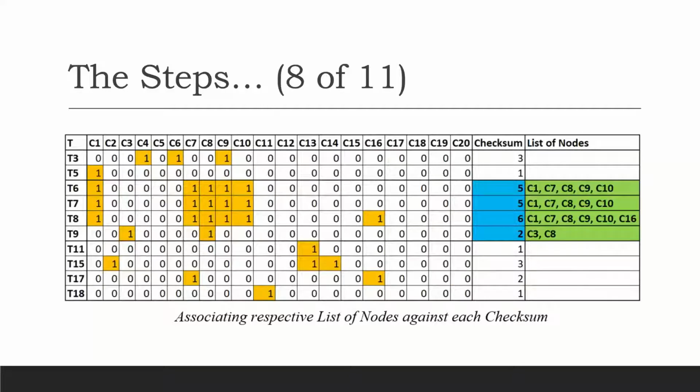And then for each of these checksums, we listed the nodes whose anomalous readings contributed to the corresponding checksum. So for example, in the first checksum in blue, which is 5, the checksum 5 was contributed by the 5 different nodes, which are C1, C7, C8, C9, and C10 respectively, which is highlighted in green.